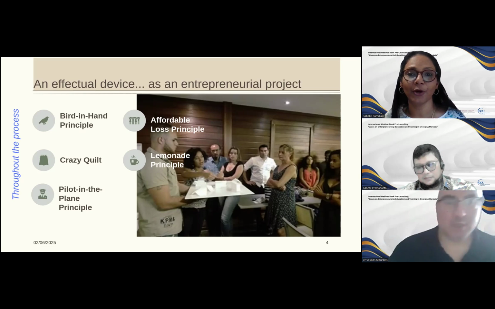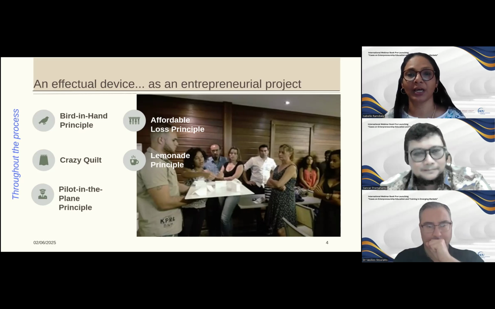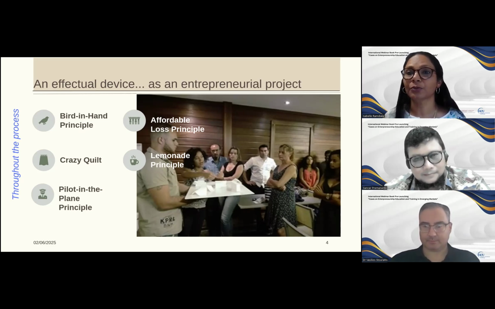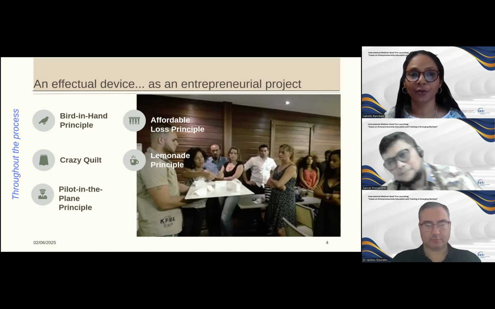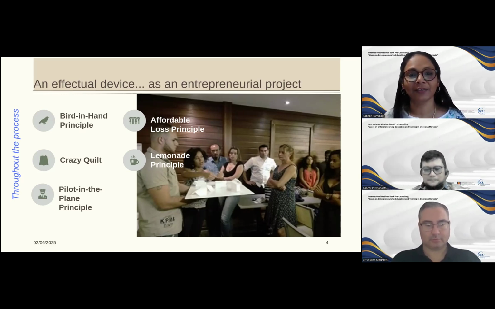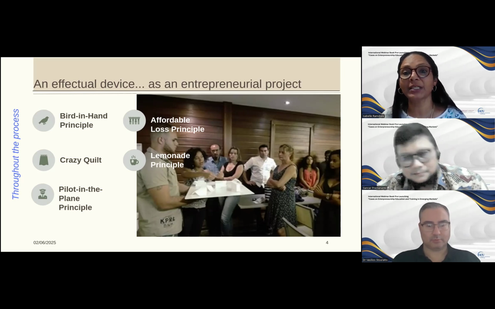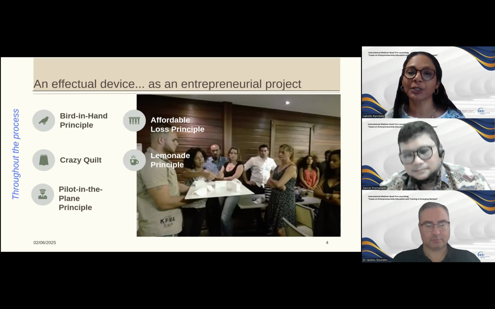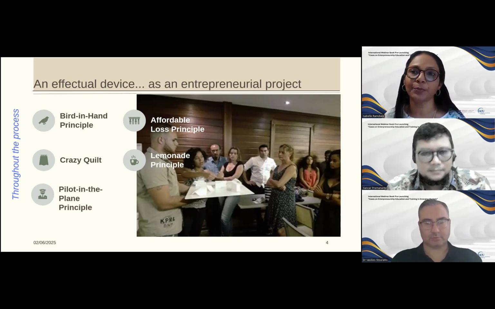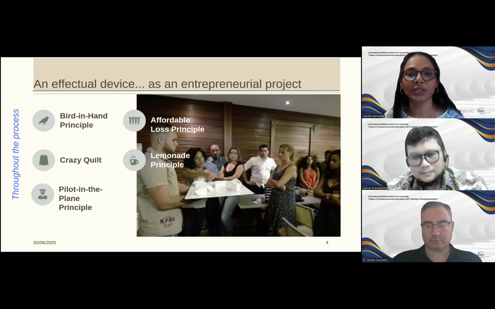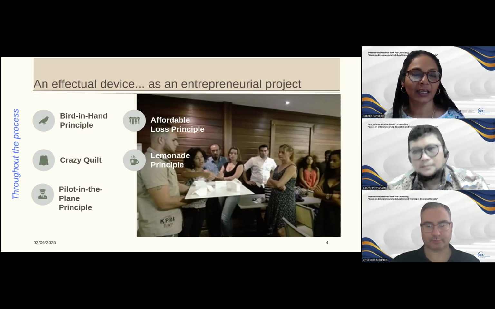The first one is the bird in hand principle. The team started with what they had: existing expertise in entrepreneurship, a strong commitment to student success, and early collaboration with local entrepreneurs. The second principle, the affordable loss, is that the team accepted the risks, often working extra hours and managing limited resources while pursuing ambitious goals. The crazy quilt principle means that partnerships were key. Training courses were co-designed with external actors, and a steering committee ensured the project stayed connected to the local economy.